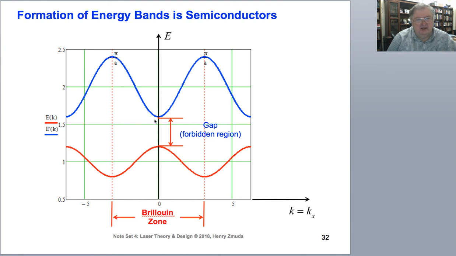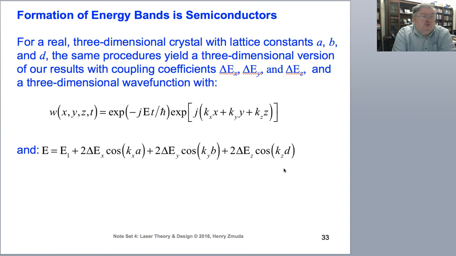I'm drawing it for the case of a direct band gap material. But again, since it's cosine and it's periodic, I only need to know one period, and that one period is called a Brillouin zone. For real things are three-dimensional. We're not going to do that again.